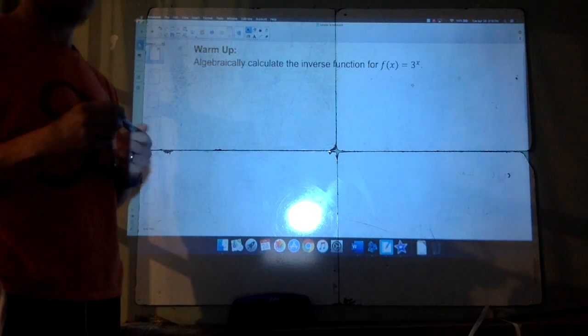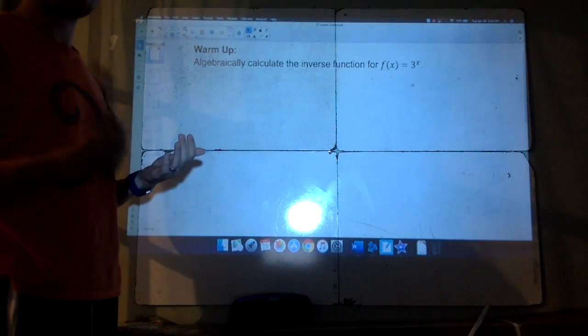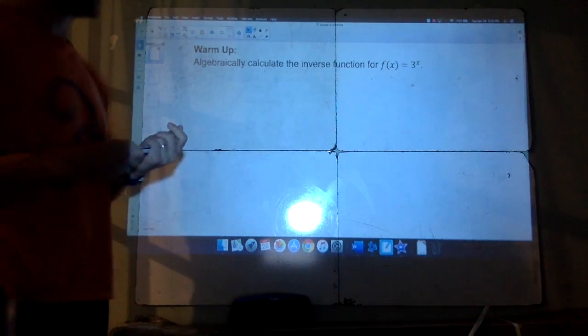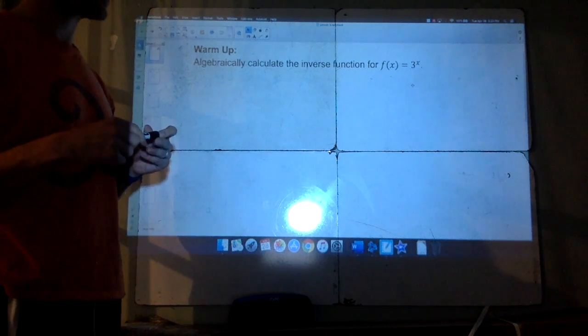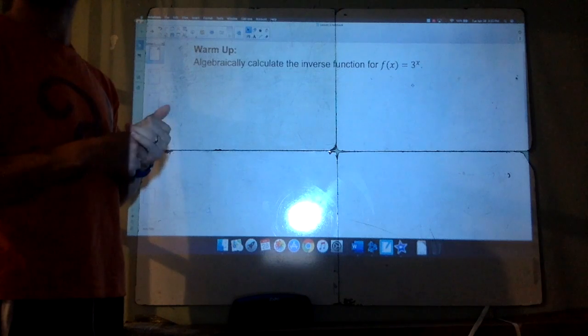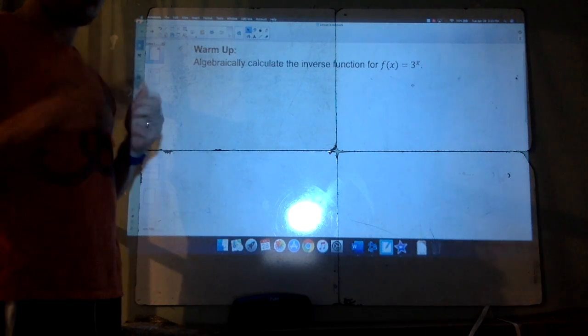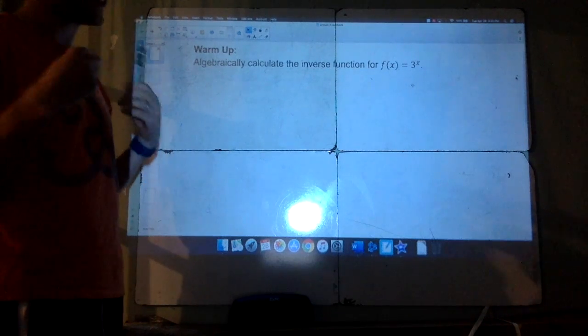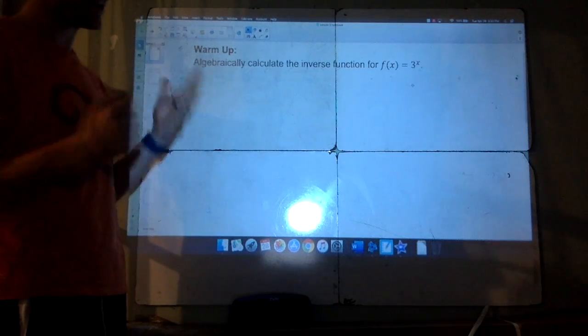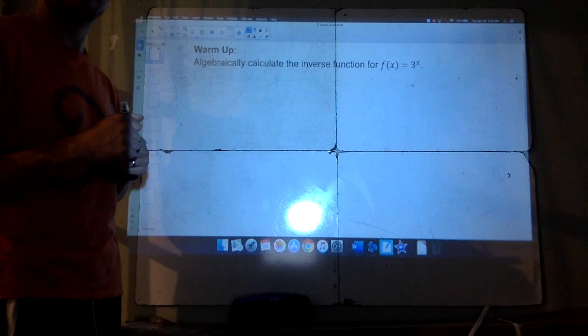We're going to start with this warm-up that says to algebraically calculate the inverse of the function f of x equals 3 to the x power. So just take maybe 2 minutes to try to do that on your own, and then when you're ready, unpause the video and come back. You do not need to know how to do this yet, but try your best and see what happens.